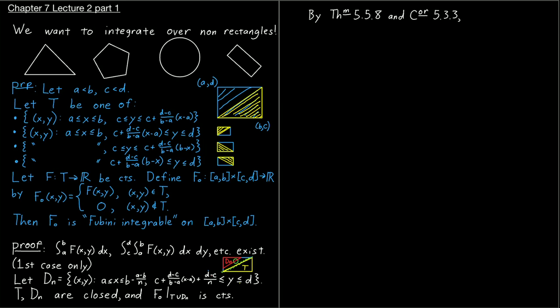So that means it achieves its maximum, it achieves its minimum. You take the bigger of the two in absolute value. So we can say that there is a positive real number M such that f is less than or equal to M for all vectors v in our triangle.